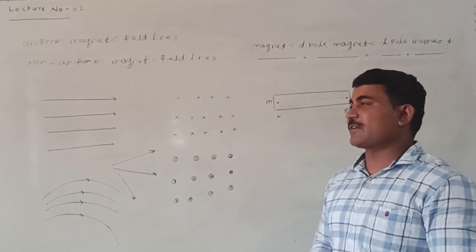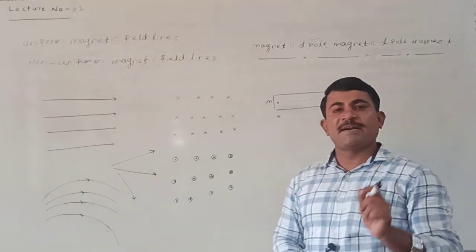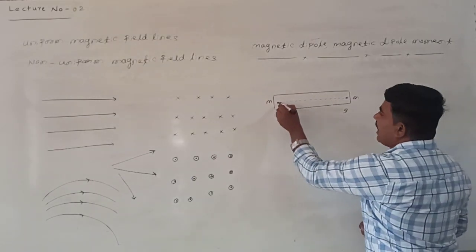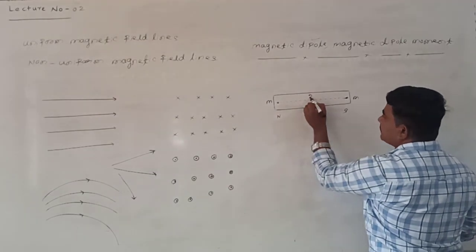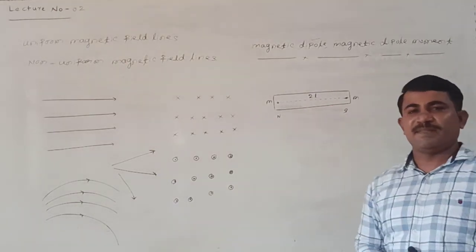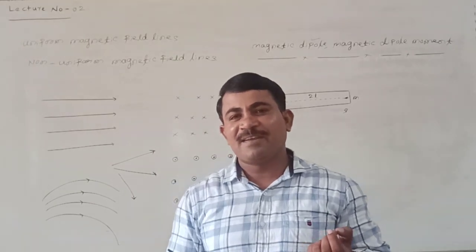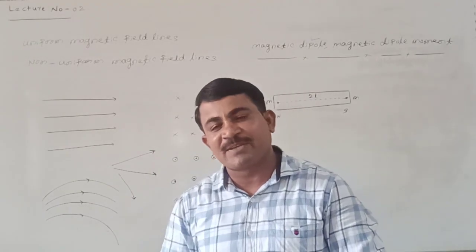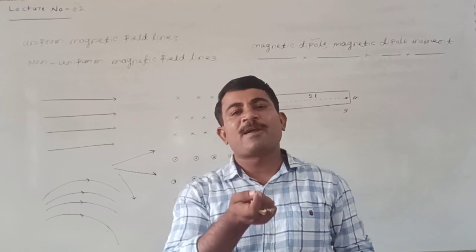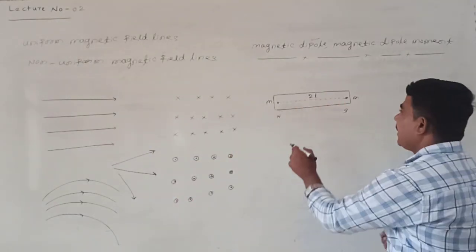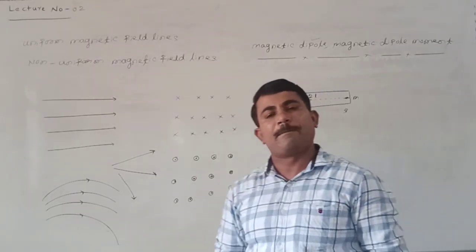Already we know. See here. Point is, what is a magnetic dipole? Magnetic dipole means the pair of equal and opposite pole strengths separated by a small distance. Already we know in electrostatics, we define the electric dipole. Then how to define that? The pair of equal and opposite charges separated by a small distance. Similarly, you can define your magnetic dipole. A pair of equal and opposite pole strengths separated by a small distance is called a magnetic dipole.